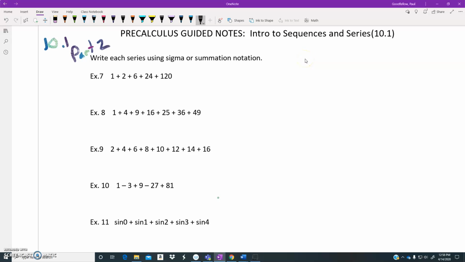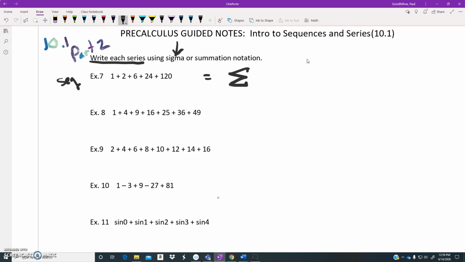All right, now in the second part of this, we're going to practice some problems about how to write each series using sigma notation, or summation notation. What you're going to try to do is look at a sequence, like the one right here, and find some way to write that particular sequence in sigma notation.